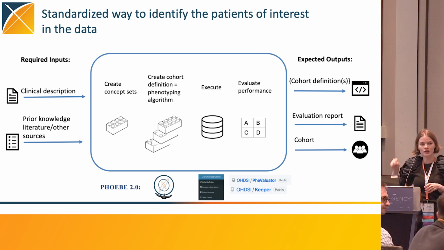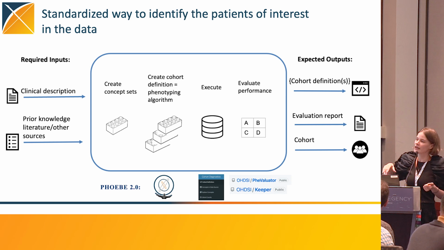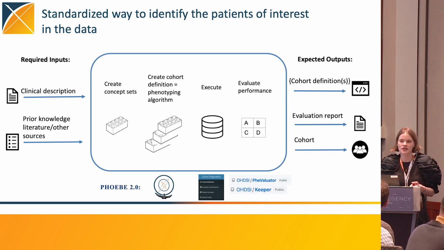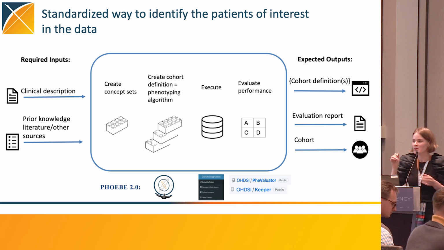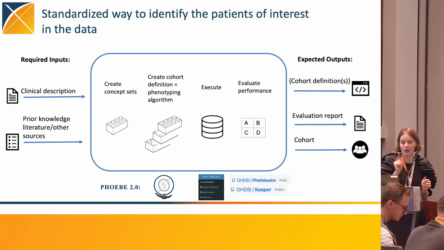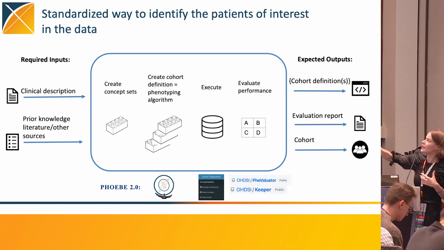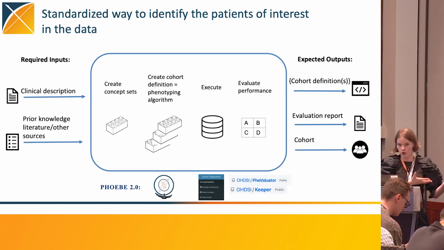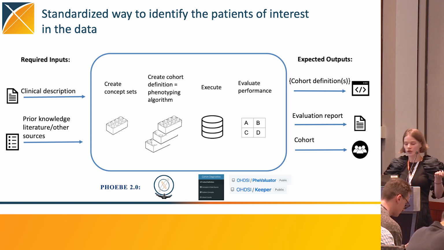We then take this algorithm, execute it on the data, get a cohort of patients, and evaluate how this algorithm performs. And we have different tools for that to compute performance characteristics, to assess patients. And if you're interested in the rest of the steps, please come to the phenotype work group that will happen on Thursday in the morning. In this session, we will focus on the concept sets. And then at the end, you get naturally the cohort of patients themselves, the algorithm that you can run, and the evaluation reports.